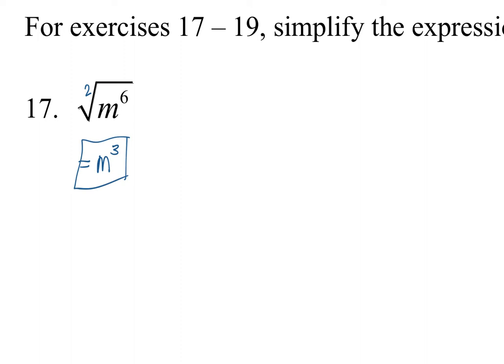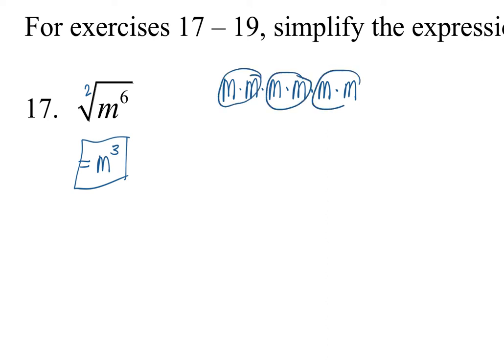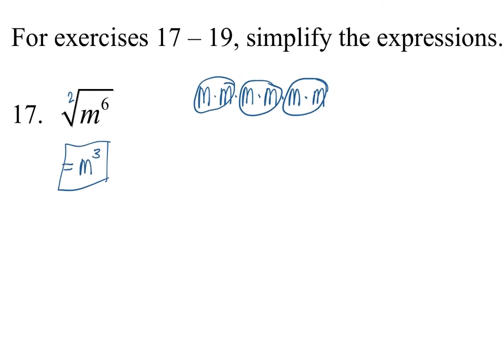Here's the reasoning behind it. m to the 6th is m times m times m times m times m times m. And remember, when you multiply something by itself, you're squaring it. So with a square root, you're looking for groups of 2. And there are 3 groups of 2. So that's why it was m cubed. But again, you can use my trick of saying, how many times does this index go into the power? We're going to use that same trick right here.